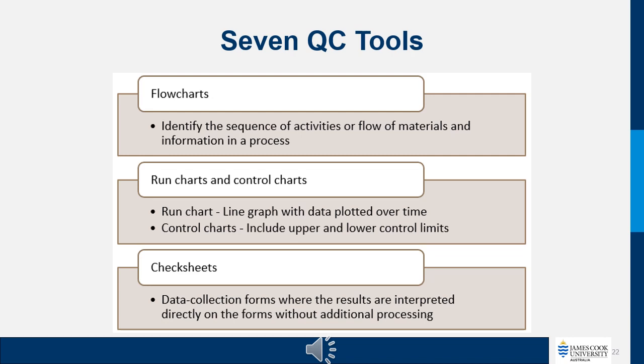One is flowchart, to identify the sequence of the activities or flow of materials and information in a process. Then run charts or control charts. We have run chart, a line graph with data plotted over time. Control chart, we have upper and lower control limits, and if the data goes higher or lower than our control limit, then we need to look into it. Then we have check sheets, data collection where the results are interpreted directly on the form without additional processing.